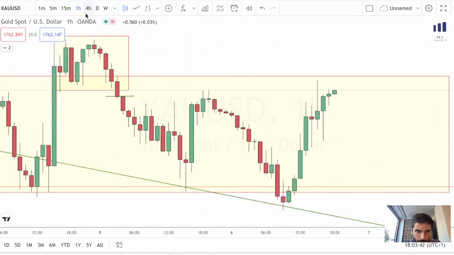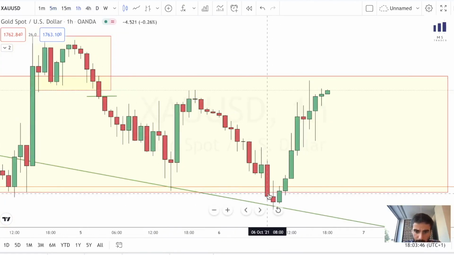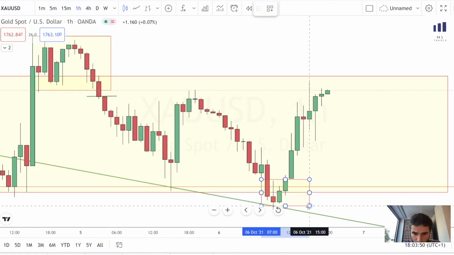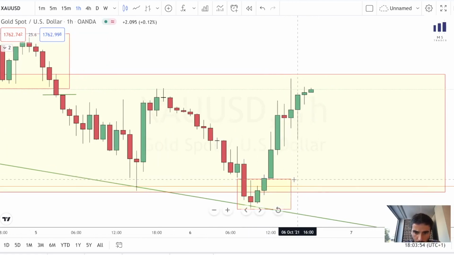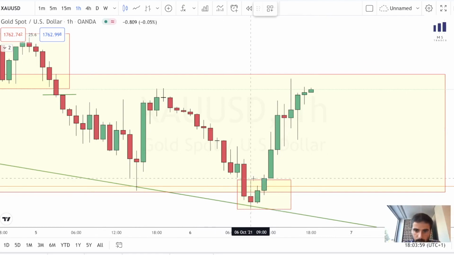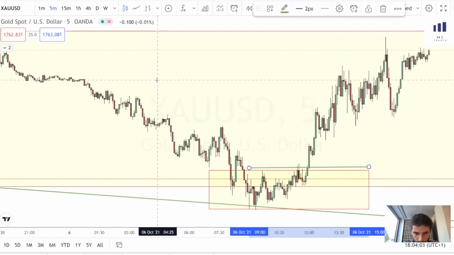When you go to the bottom, we see here an indecision candle that we can draw a box around, as always, and we see the break in the 1 hour time frame. What would you do now? You would go to a lower time frame again, to the 5 minutes.